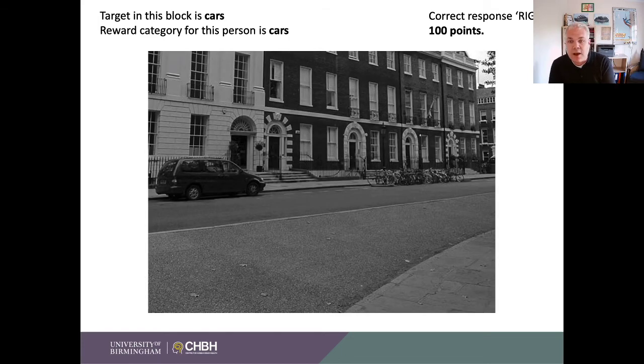Now imagine another trial in another block. The target in this block is cars. You've been cued to look for cars. The reward category for this person happens to be cars. There's a car in the scene and the car is facing right, so the participant correctly responds right. They therefore receive 100 points.